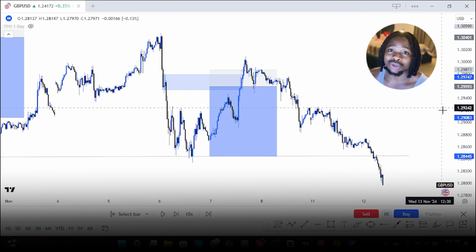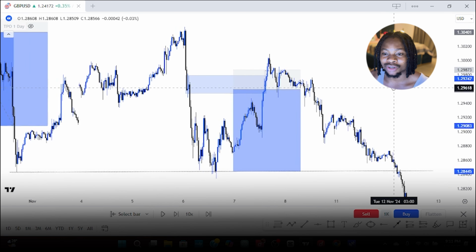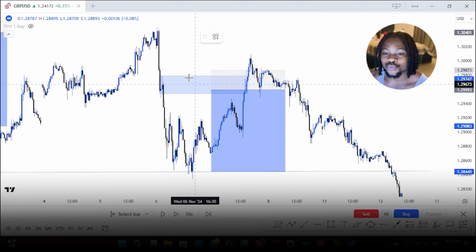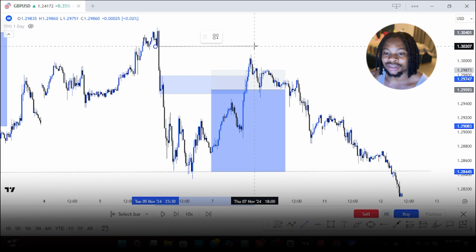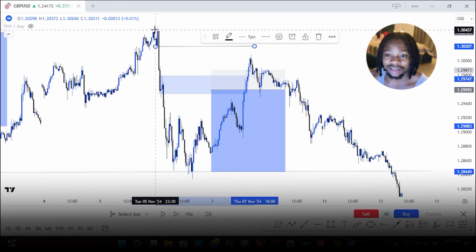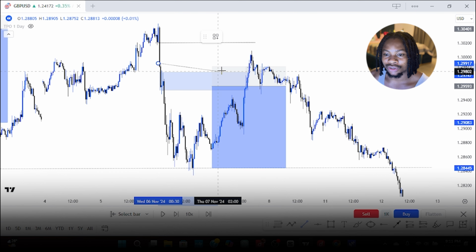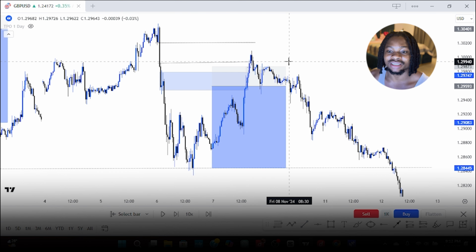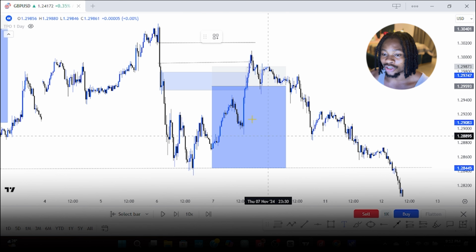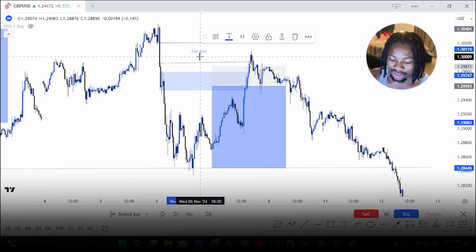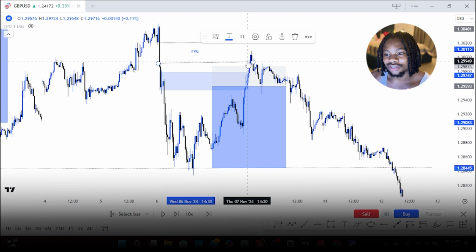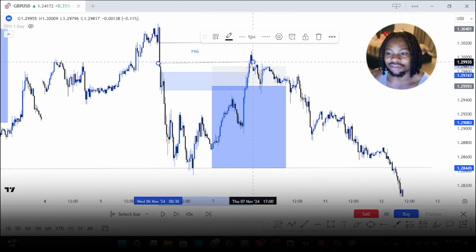So for those who don't know what a fair value gap is, a fair value gap simply means a zone where the first candle, as we are selling, this is the bullish candle, and the third candle didn't meet, right? They didn't meet each other. So this zone right here, that the candles were unable to meet each other, is what we call a fair value gap. Okay, as simple as that is a fair value gap.